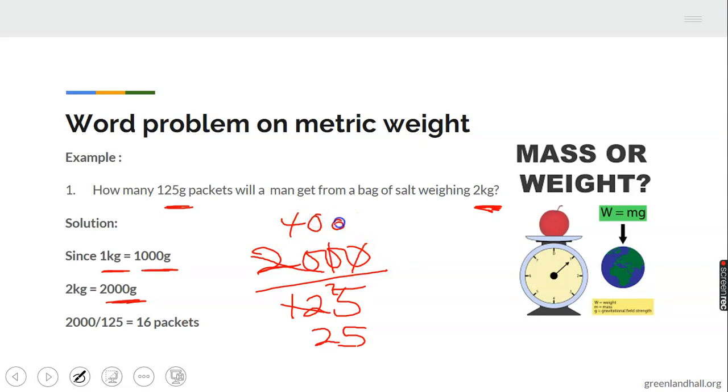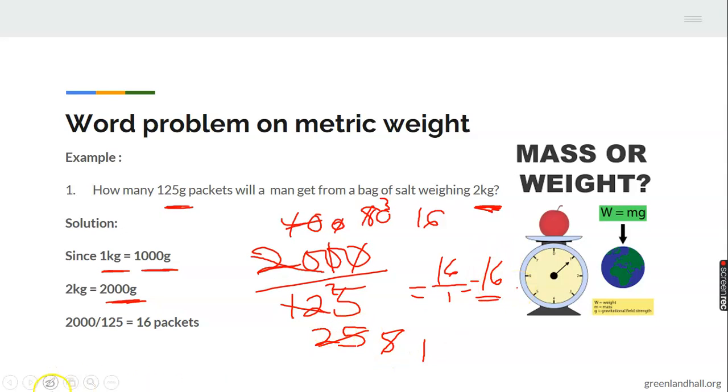5 in 0, that's what? 0. Let's start with 5 again. 5 in 25, that's 5. 5 in 40, that's 8. And 5 in 0, that's what? 0. So we still have 0 and 5. We divide again. 5 here, 1. 5 in 8 is 1. It will remain 3, right? And then we have 30. So 5 in 30 is what? That's 6. So what do we have? Now we have 16 divided by 1. And 16 divided by 1 is what? 16. Is that taken?